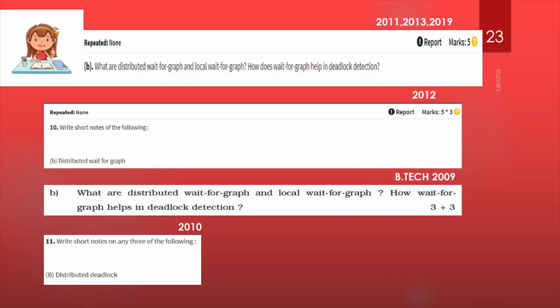These are the types of questions that come in your university exam. Go through these questions.